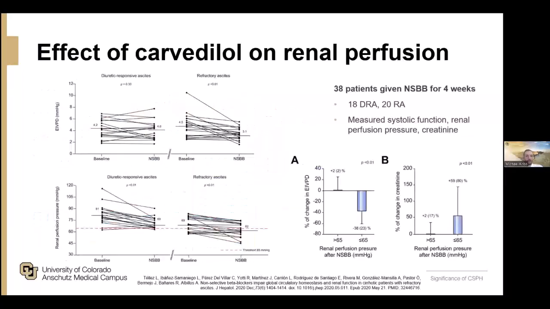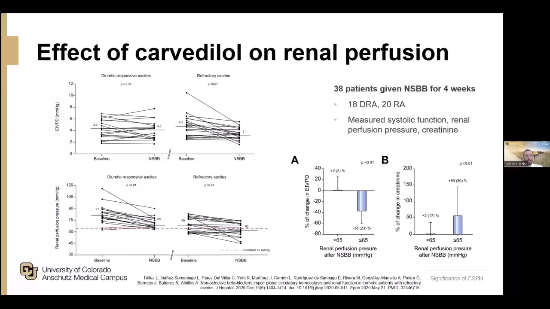And on the left, what you can see here, on the top, the EIV-PD is a measure of cardiac contractility. So think of that as kind of a surrogate of an ejection fraction, essentially, or maybe more appropriately, cardiac output. And you can see that in patients who had diuretic responsive ascites who were put on non-selective beta blockers, there was no difference with the non-selective beta blocker. But in those with refractory ascites, there was a significant decrease overall in that measure of cardiac contractility.